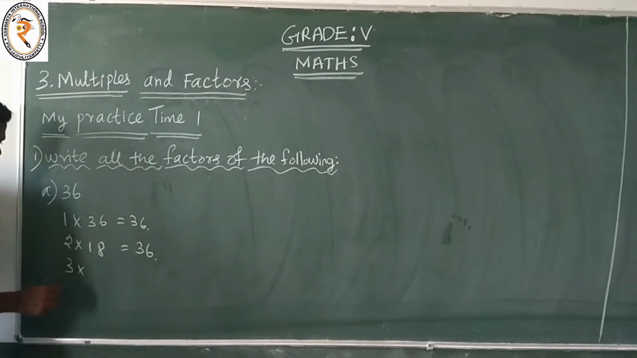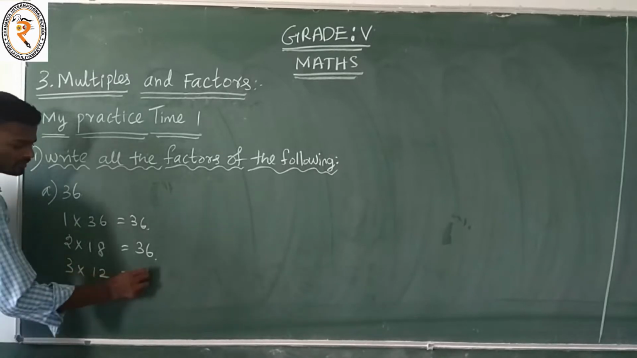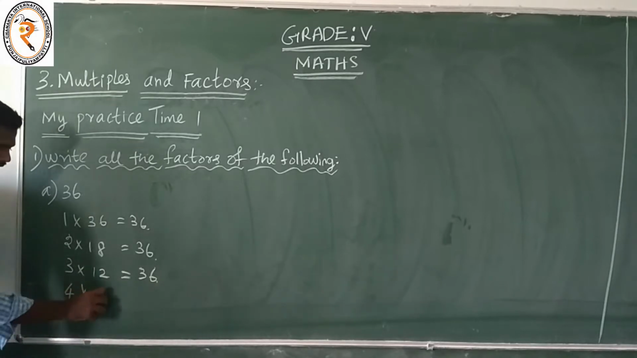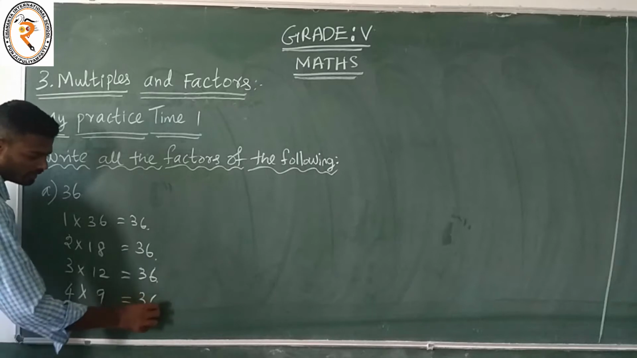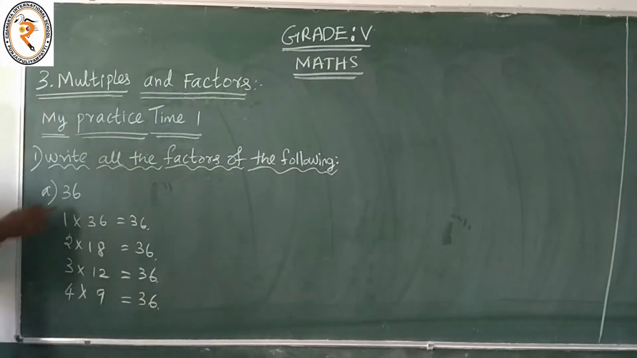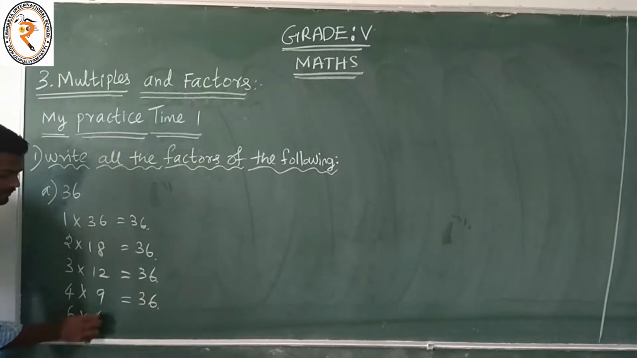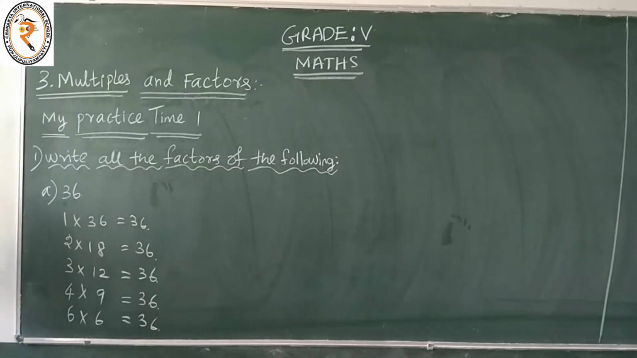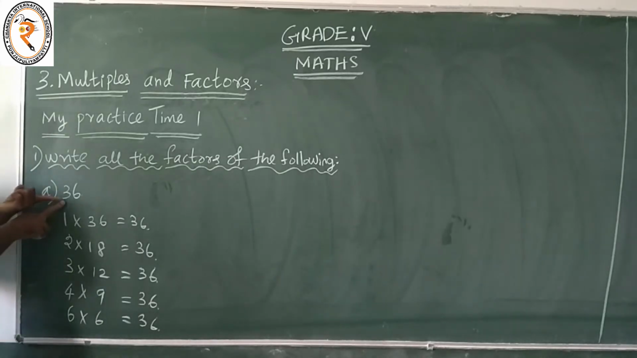3 12s are 36. In the fourth table, 4 9s are 36. In the fifth table, 36 does not come. In the sixth table, 6 6s are 36. In the seventh table, 36 does not come. In the eighth table, 36 is not there.